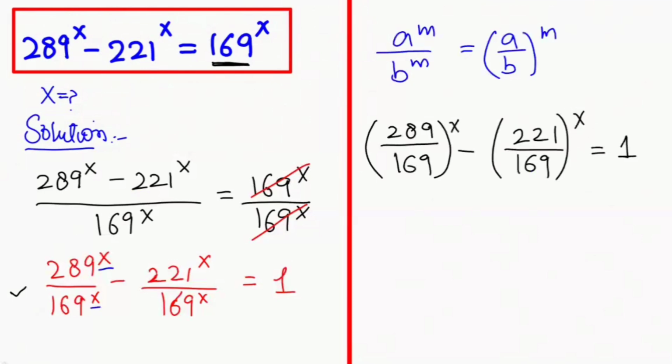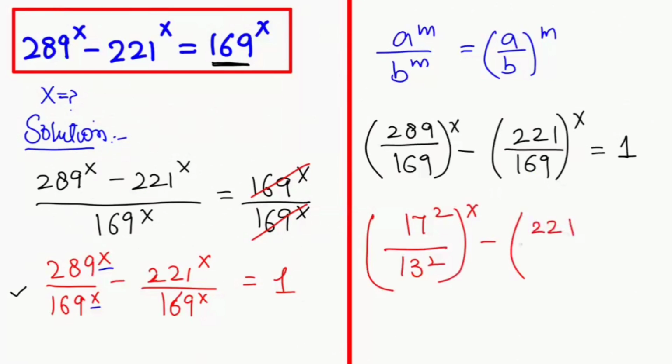Now I am going to change this 289 into the form of a power. So I will write here 17 two times gives us 289 and 13 two times gives us 169, and whole to the power of x, minus. Now I will write here 221 over this. Here I will write 13 to the power of 2 and whole to the power of x is equal to 1.